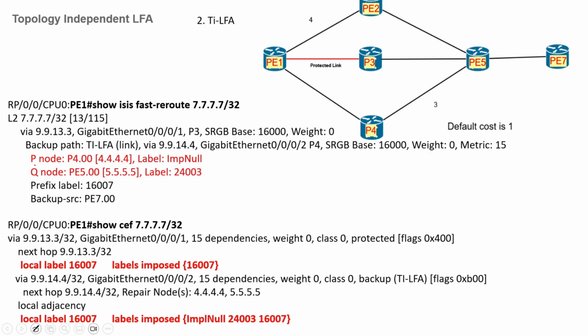P4 has become the P node, where we are using the implicit null because it's directly connected to PE1. PE5 becomes the Q node, where we are using the adjacency-sid, and this is the SAP entry for that one. So if a packet is leaving out of the backup path, it's going to have this many labels. First one is implicit null for P4, second one is the adjacency-sid between P4 and PE5 allocated by P4, and then the last one is the prefix-sid for the PE7.